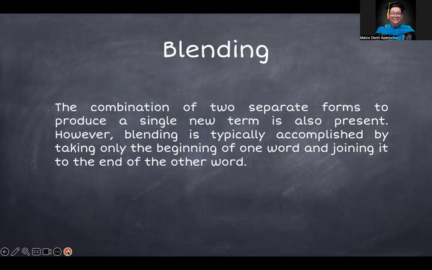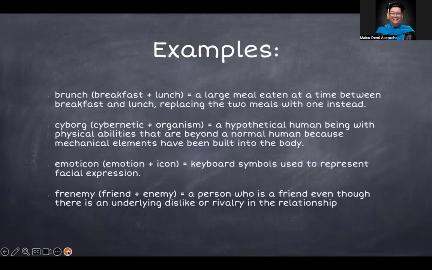The next morphological process is blending. Now, the combination of two separate forms to produce a single new term is also present, and that is the process of blending. However, blending is typically accomplished by taking only the beginning of one word and joining it to the end of the other word. For example, we have the term brunch, which is a combination of two words, breakfast and lunch. So it's a large meal eaten at a time between breakfast and lunch, replacing the two meals with one instead.